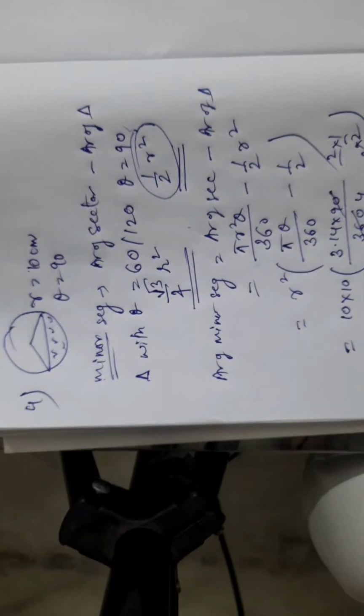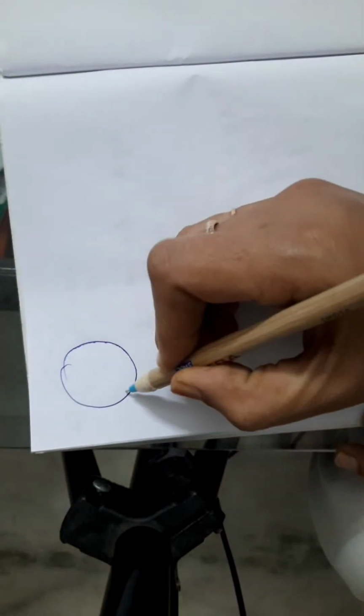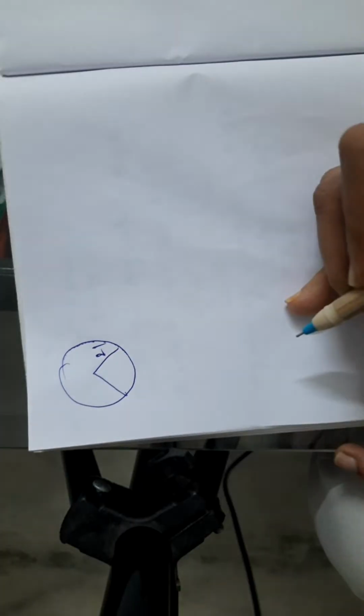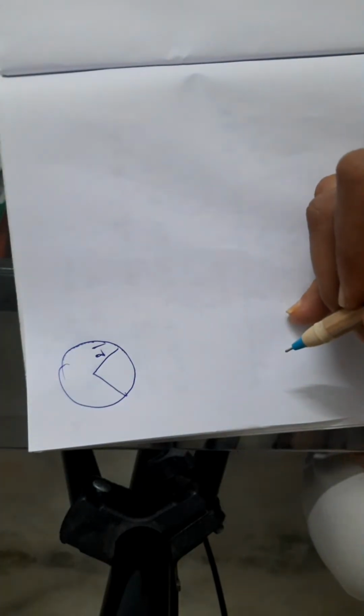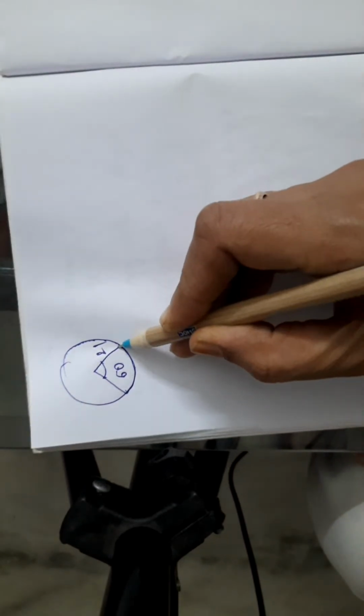Here, question number 5, radius of the circle is 21. We need to calculate again the minor segment. An arc subtends an angle of 60 at the center. Theta is given 60. Find the length of the arc. So the length of the arc we need to calculate.